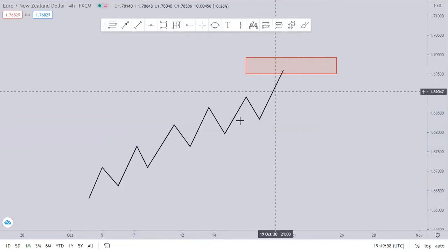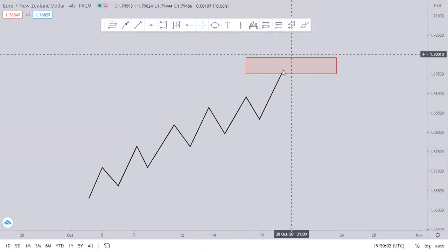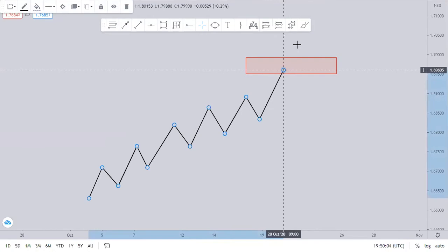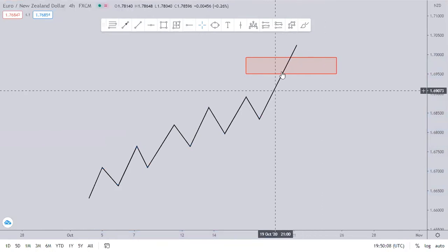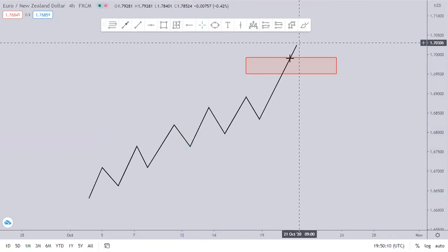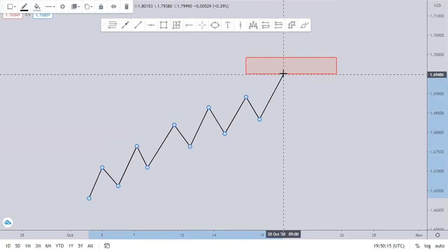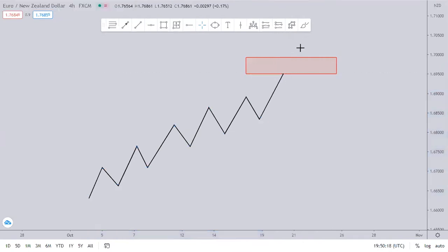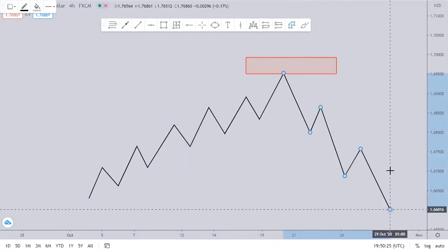Now, when we say price has respected an order block, what does it mean? It means that price was not able to trade above the order block like this, or should I say it wasn't able to trade beyond the order block like this, but rather got rejected either within the order block or at the bottom of the order block, and then it started to move down. This is a bearish order block, okay?